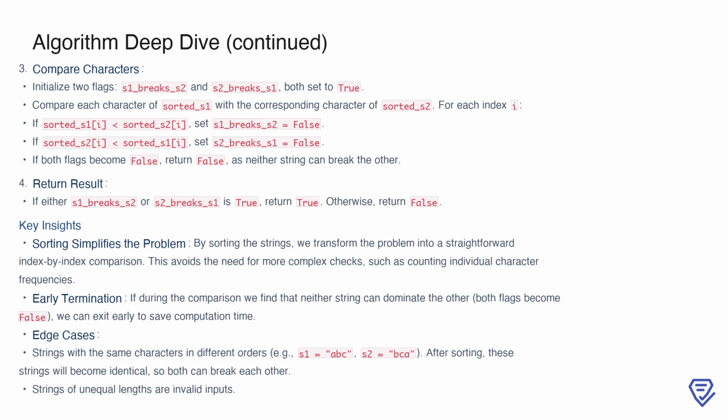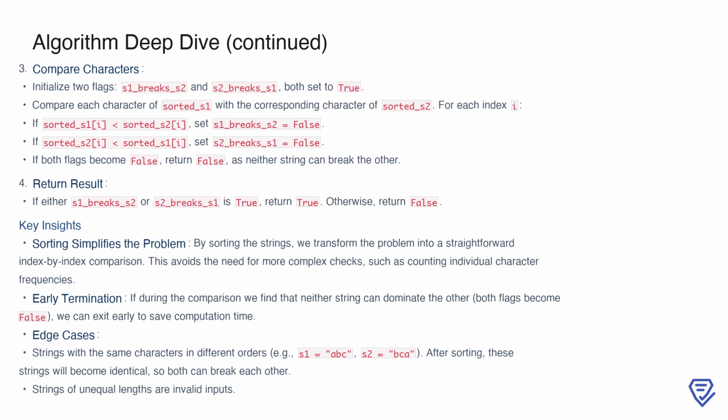If a character in sorted S1 is less than the corresponding character in sorted S2, we know that S1 cannot break S2, so we set S1 breaks S2 to false. Similarly, if a character in sorted S2 is less than the corresponding character in sorted S1, we update S2 breaks S1 to false. If both flags become false, we can immediately return false because neither string can break the other. Finally, if one of the flags remains true, we return true.